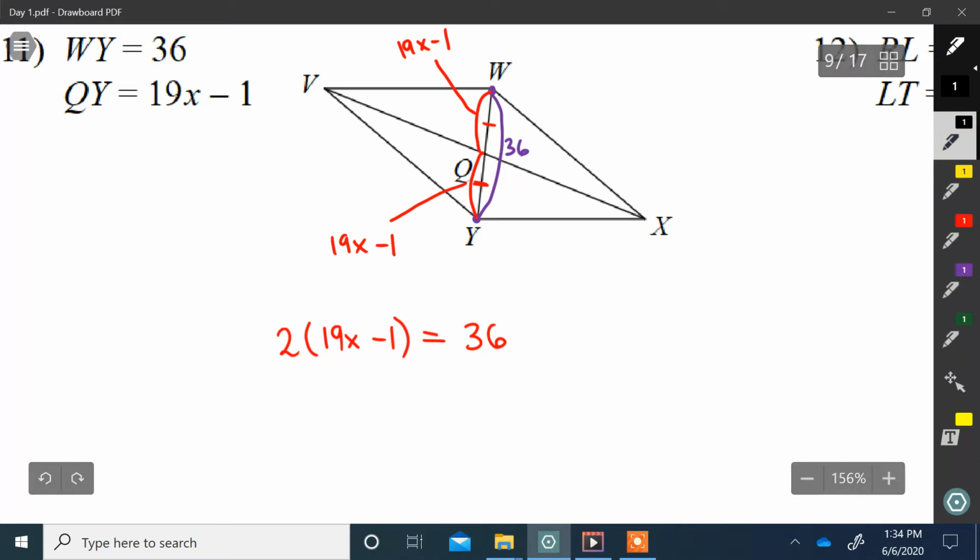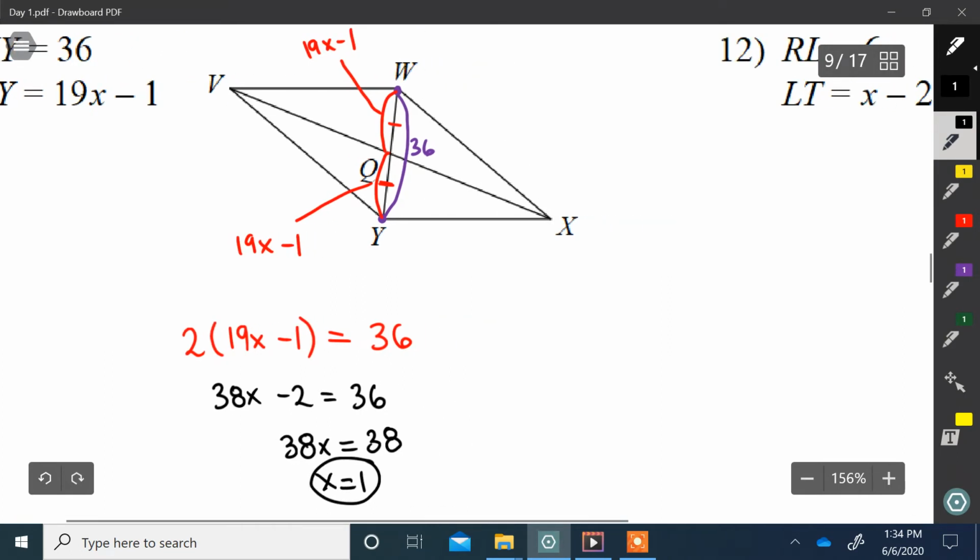I'm going to distribute. We're going to get 38x minus 2 is equal to 36. When I add 2 on both sides, you're going to notice you're going to get 38 as well. X is equal to 1.